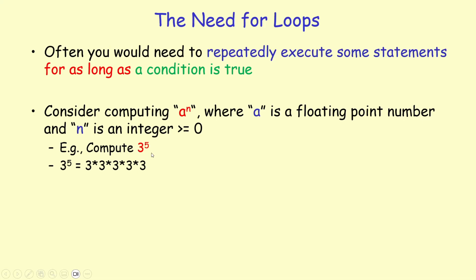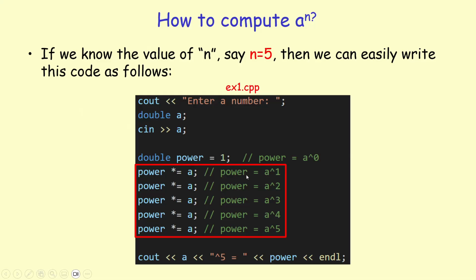Obviously, in order to compute 3 to the 5, we need to multiply 3 five times. So we need to say 3 times 3 times 3 times 3 times 3. As you can see, there are 5 multiplications in here, so you're multiplying 3 with itself 5 times. Here is code that does it, assuming that n is known in advance, n is 5.